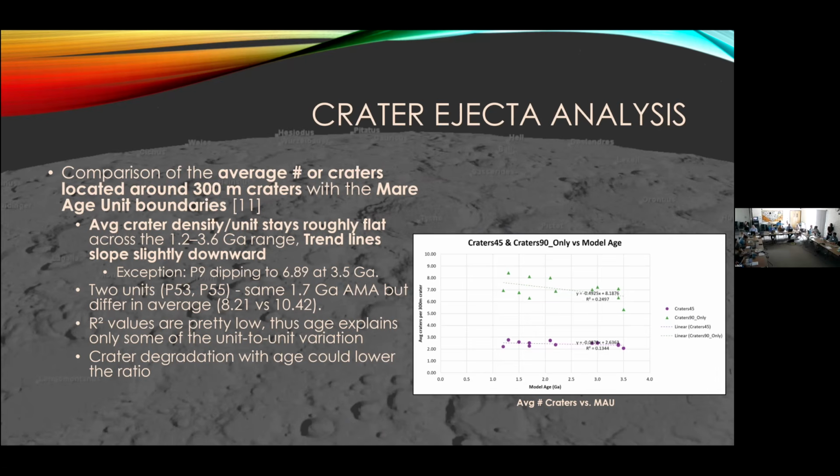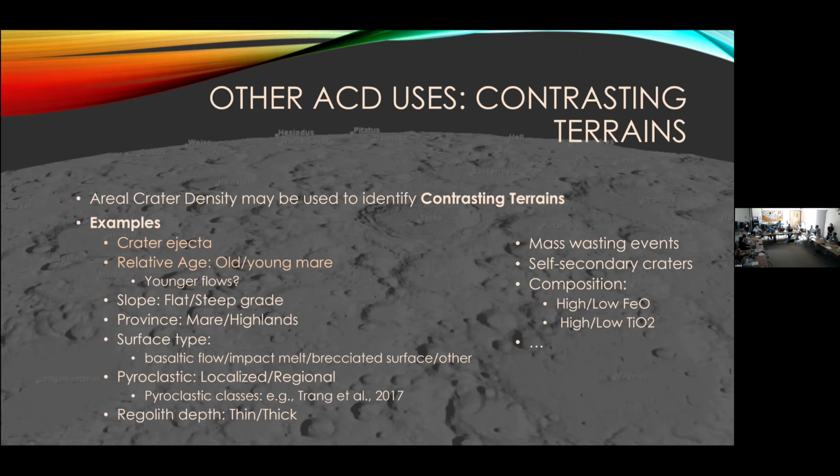There's a slight, of course, we overinterpret the data, there's a slight downward trend, which might mean that on older Mare units there's more degradation. So this is either a lower density of 150-meter craters or a lower recognition with the master database. Okay, so these are examples of using that ACD and also a large database.